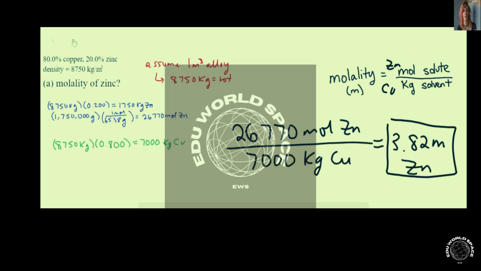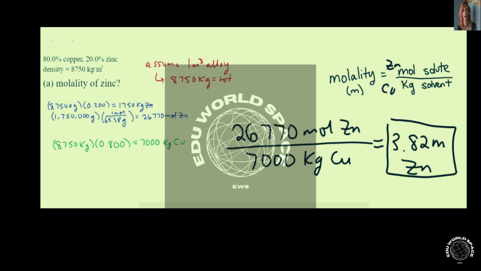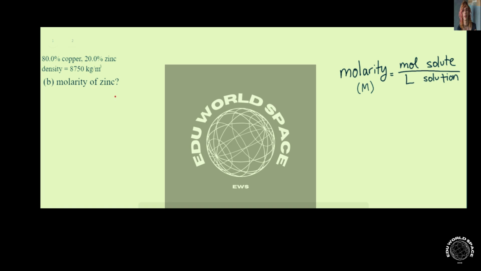Then in part B, similarly, same scenario, but now we're asked to calculate the molarity. And molarity, you'll recall, is moles of solute over liters of solution. So again, the moles of solute we already found, that came out of part A. So we're going to keep the same number of moles of solute, the 26,770 moles of zinc. Now we need the volume of the whole solution.